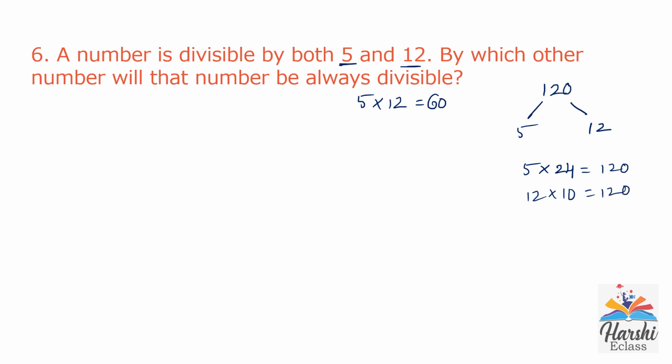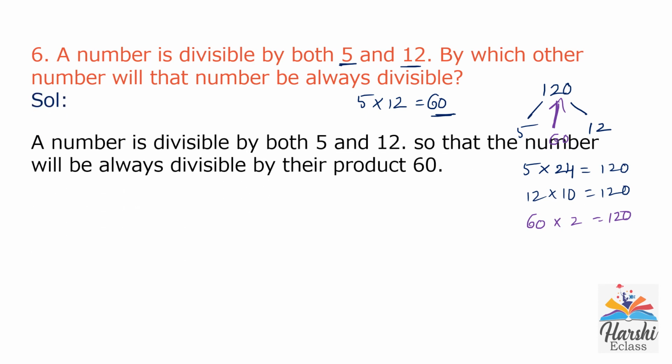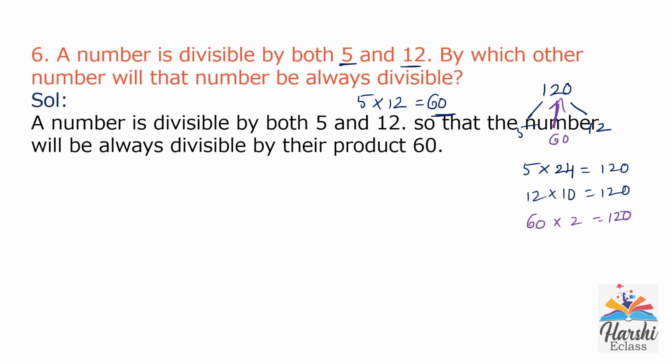So here the product is 60. This 120 is also divisible by 60, because 60 twos are 120. So if a number is divisible by both 5 and 12, then the number will always be divisible by their product, 60.